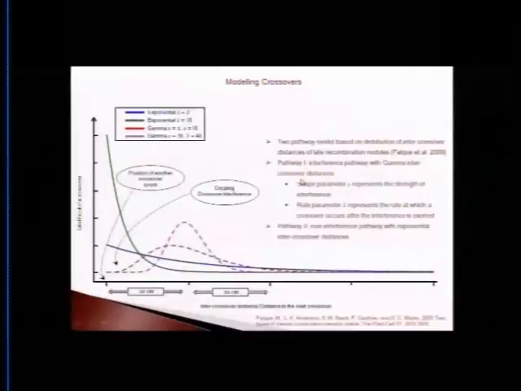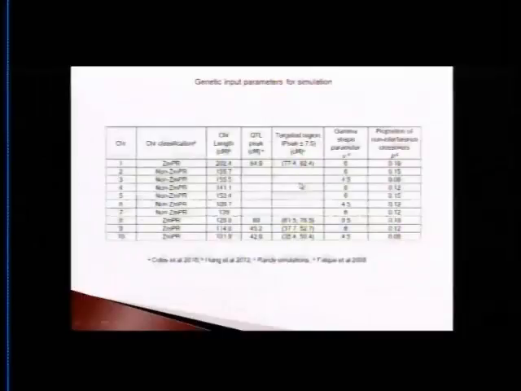So those are the genetic input parameters for my simulation, which came from many different studies. These are the shape parameters for the different chromosomes and the proportion of non-interference pathway 2 crossovers, which was important to create the non-interference crossovers. All the simulations were performed using the R programming language, and I used the package doParallel to implement parallel processing of simulation replications.